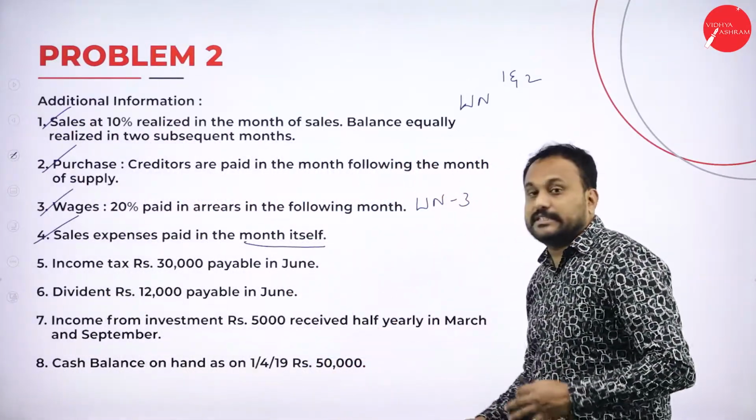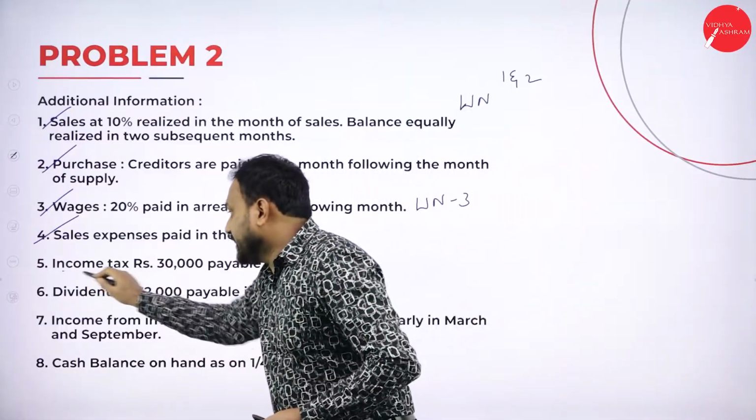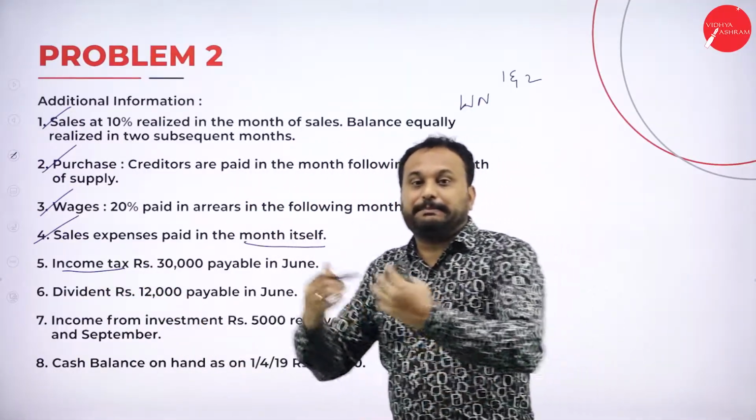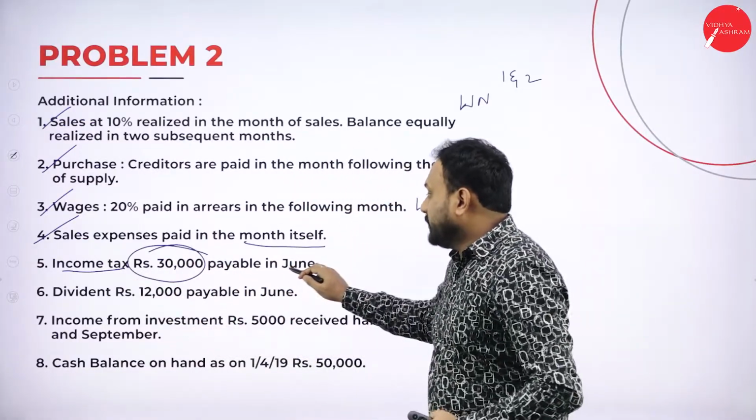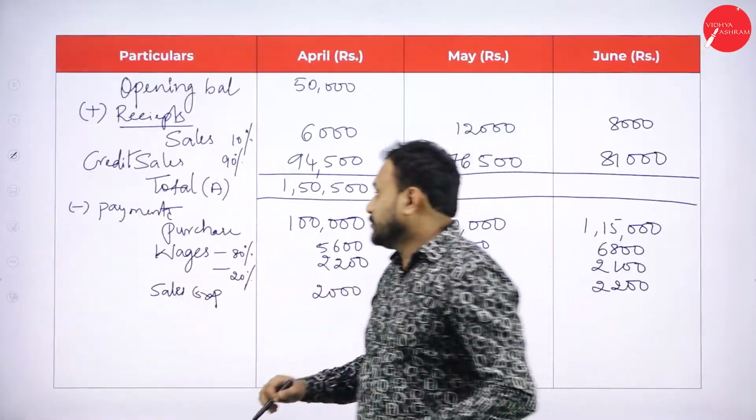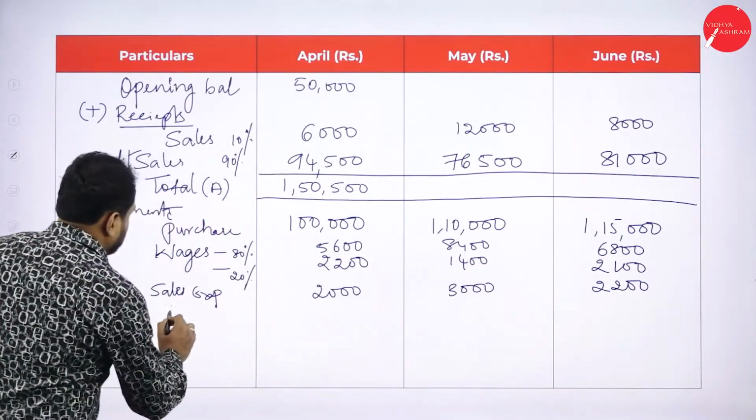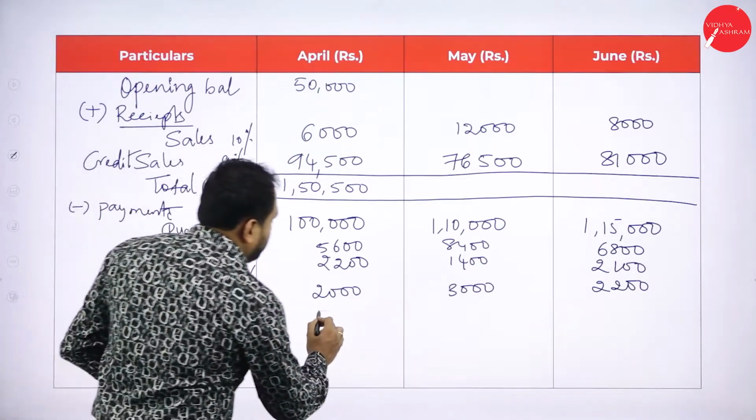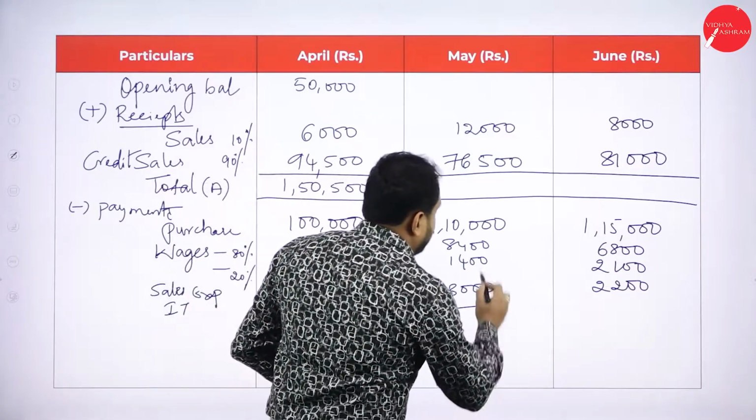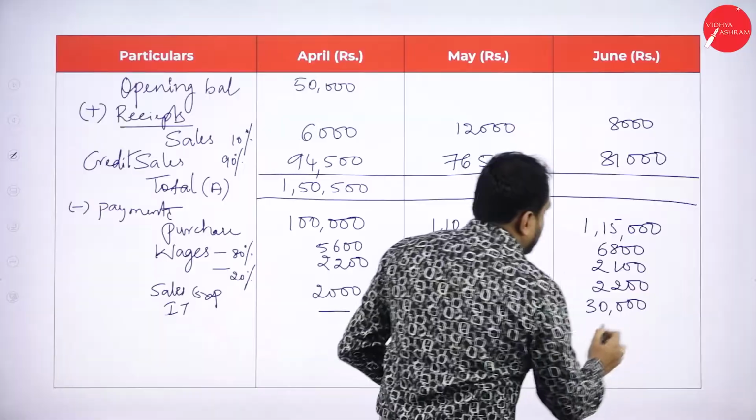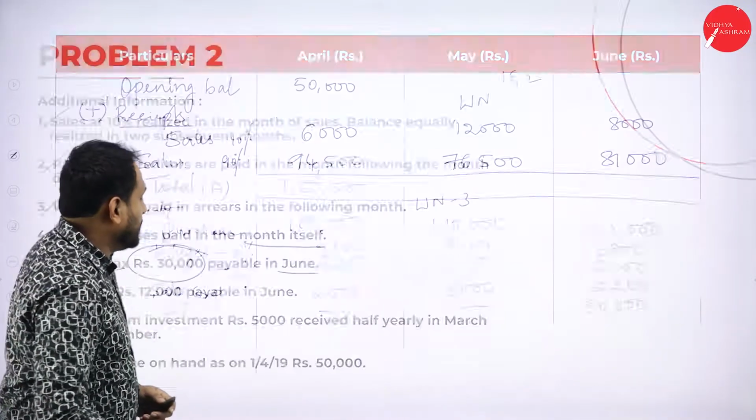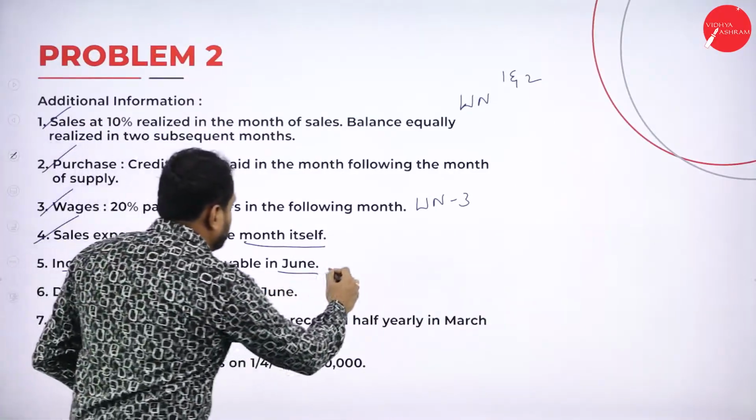Next we have income tax, rupees 30,000. See, what is it? Income tax is payable. So I'll write how much? 30,000 rupees payable in June. So I'll write here income tax. Should I pay in the month of April? No. May also does not. June, how much is it? 30,000. I'll write here 30,000. Now understand, income tax is also done.